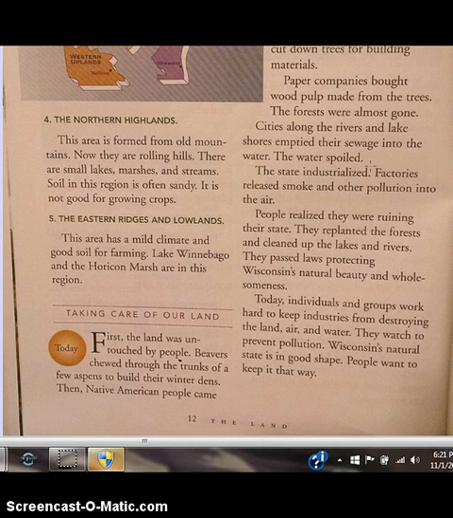Today, individuals and groups work hard to keep industries from destroying the land and water, air and water. Can't forget about that, can I? They watch to prevent pollution. Wisconsin's natural state is in good shape. People want to keep it that way.